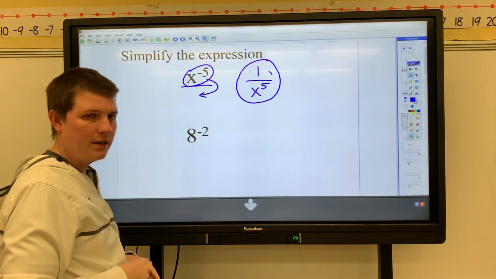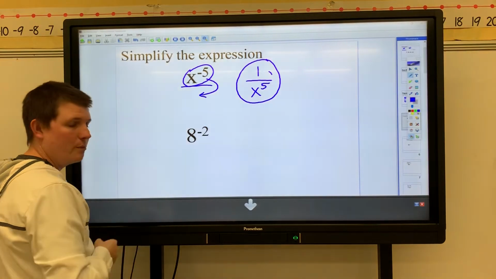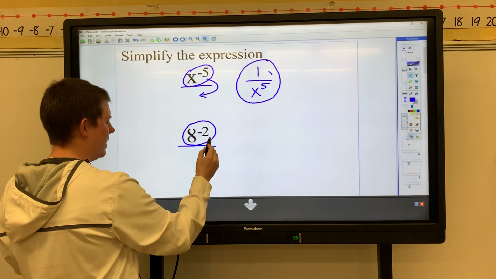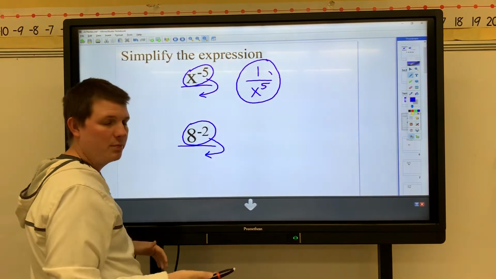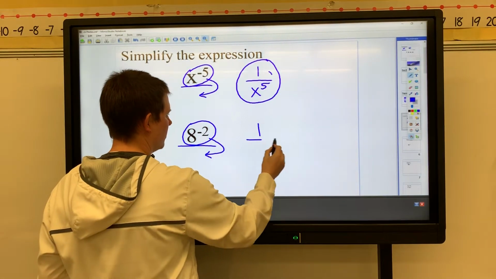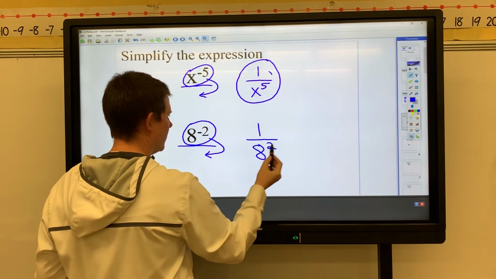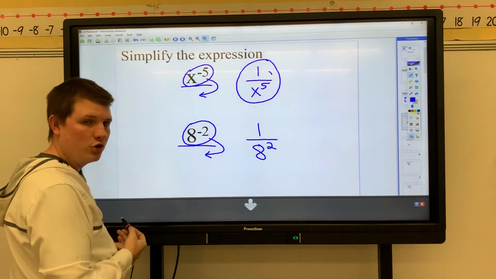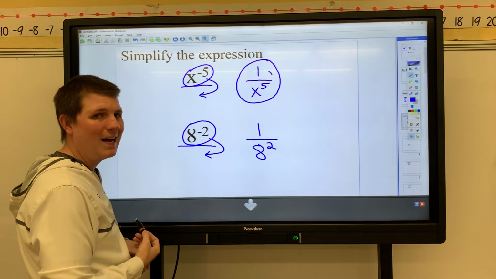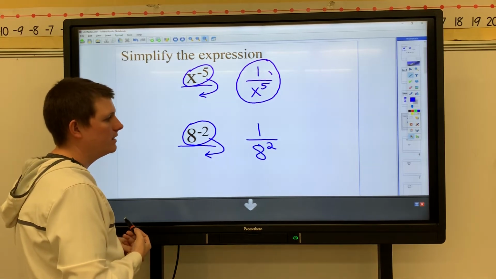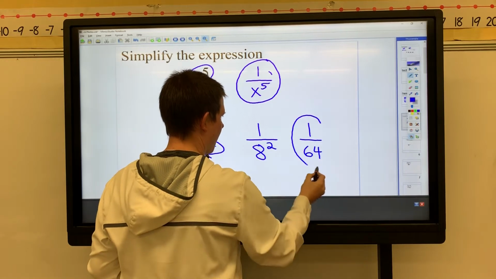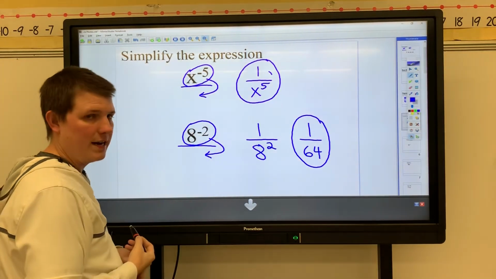Eight to the negative second. What is your base? Your base is your 8. We're going to take it and the exponent, and we're going to bring it down. Your base doesn't have to be a variable. Your base could be a number. Now, what is remaining on top? Nothing, so there's a 1. 8 to the second. The negative 2 becomes a positive. When you move it from one side of the fraction to the other, it becomes a positive number. And 8 to the second is 64. So that is your answer.